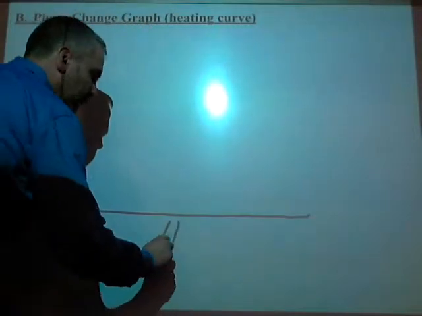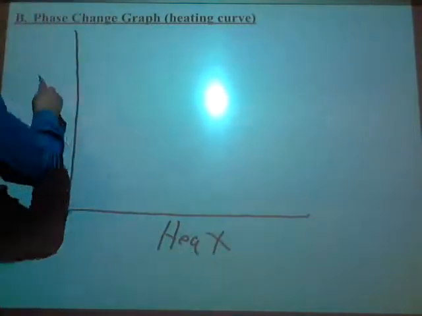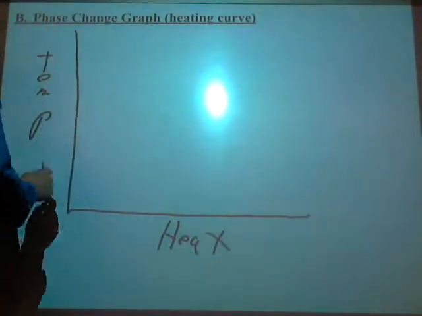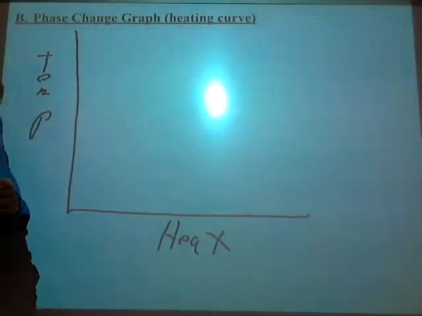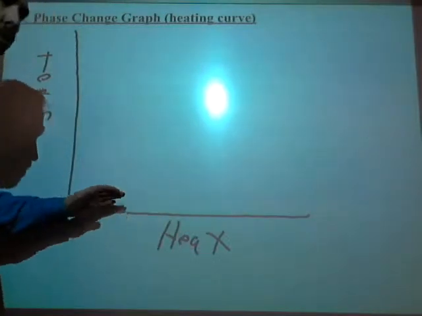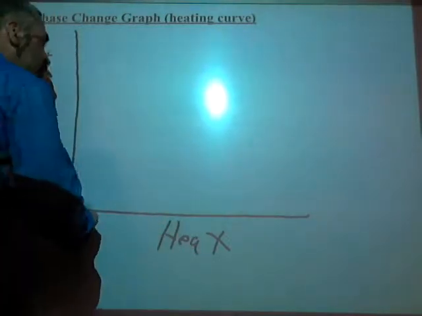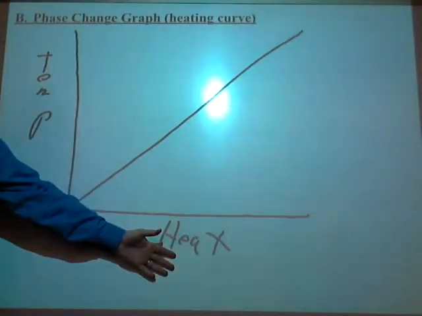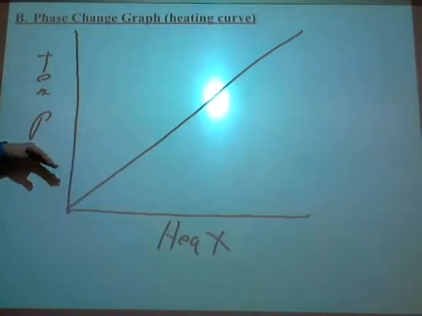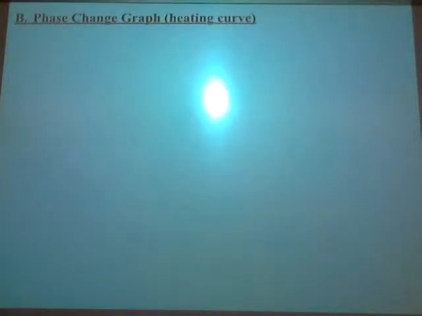If I'm going to heat something up, if I've got heat down here and temperature up here, if I simply put water on a stove and put a thermometer in it, and I measure the amount of heat, the longer it's on the stove, the more heat it's getting, I should get a graph that looks just like that. The longer I'm on the stove, the hotter the water should get. But I don't get that. I get something completely different. I get this.